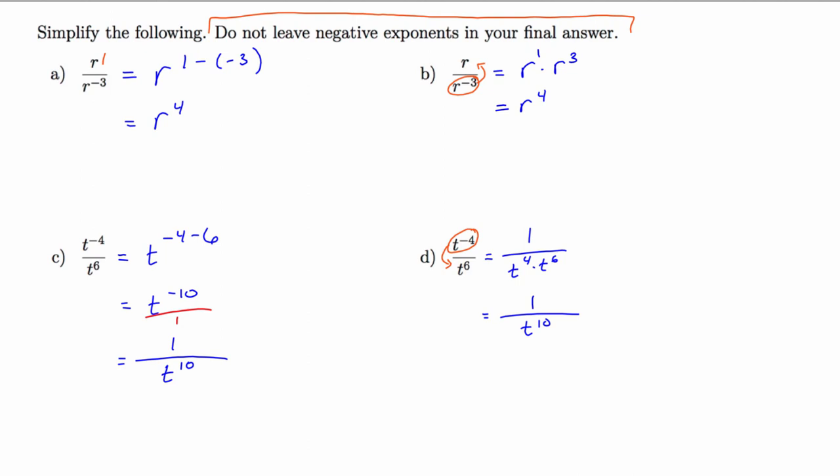Whether you choose to move the negative exponent as your first step, like we did on parts B and D, or you choose to just deal with the quotient rule and subtract the exponents like we did on A and C, it is completely your choice. You want to practice one of those approaches and become very confident, very comfortable with that approach. And once you're confident with that, then try to expand into the other approach.